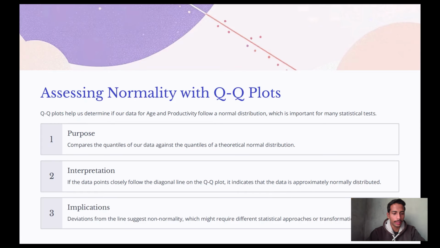Normality. Finally, we looked at the quartile plot to check for normality. The data points track the diagonal line in the center but deviate noticeably at the tails. This implies that while our data is roughly normal, it is not perfectly so, which is an important consideration for further statistical testing.